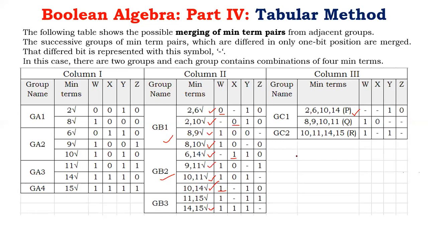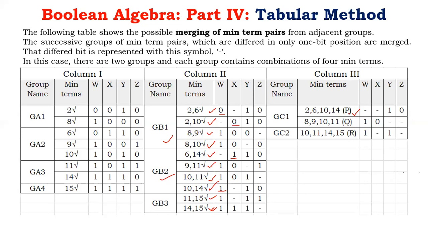Now for GB2 and GB3, we will get 10 11, so 10 11 is used, 14 15 is used, so 15 is used, 14 is used, and 11 is used. So all the min terms are used in these two groups. Now for GC1 and GC2, there is no option for comparing 1 bit position change. So this is the last step where no comparison can be made. Then every min term here is a prime implicant.